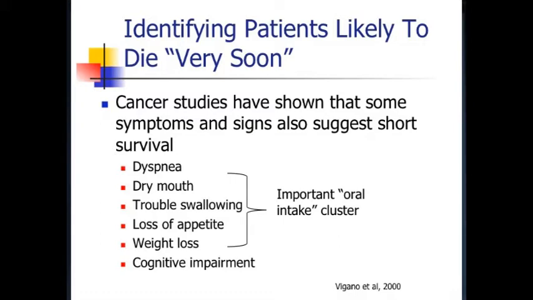For example, this study was done in the cancer population, and it found that breathlessness, what I've called an oral intake cluster (dry mouth, trouble swallowing, anorexia, and weight loss), and confusion. Breathlessness, impairment in oral intake and weight, and confusion. Those three characteristics were highly predictive of a shorter survival in the cancer population. Okay, so remember those three now. Breathlessness, an oral intake cluster, and cognitive impairment. So remember those three.